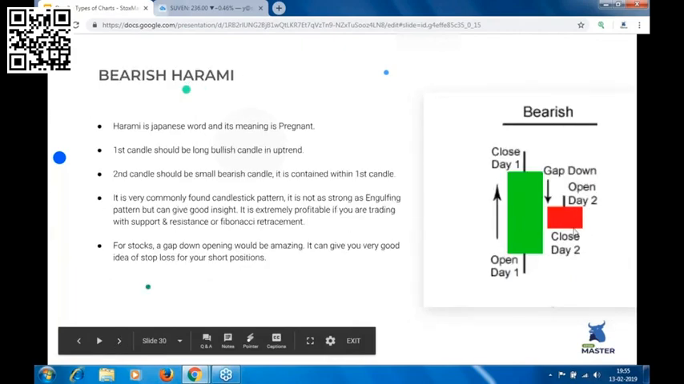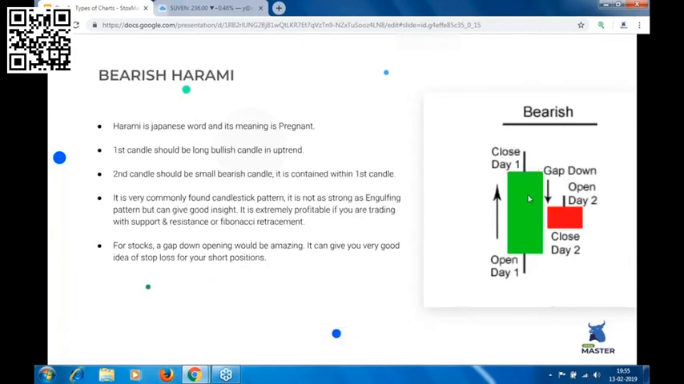Now this is the bearish harami pattern. The first candle is a bullish candle, the second candle is a bearish candle, but it is not breaking the high or the low. In fact, the body of the second candle is within the range of the first candle. Now the trading rule for this is also the same.